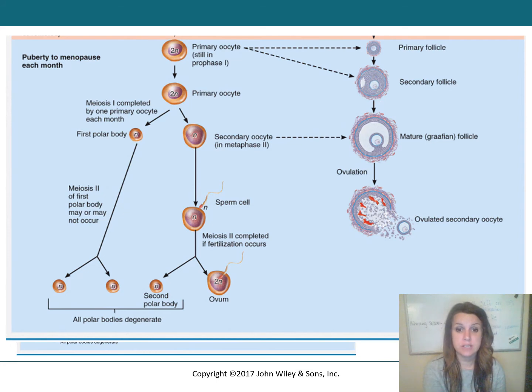Going back to the right side of the graph, I want to make sure you understand. A primordial follicle grows into a primary follicle, a secondary follicle, a mature or Graafian follicle, and then that ovulates the secondary oocyte, which is basically going to be released into the uterus, and it's not until post-ovulation and post-fertilization that you see meiosis II being completed.